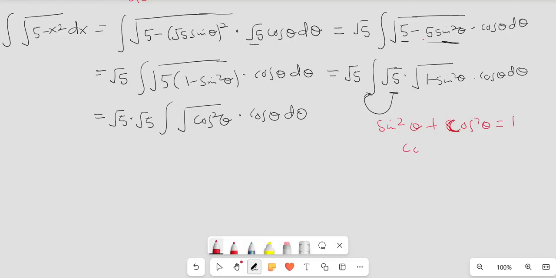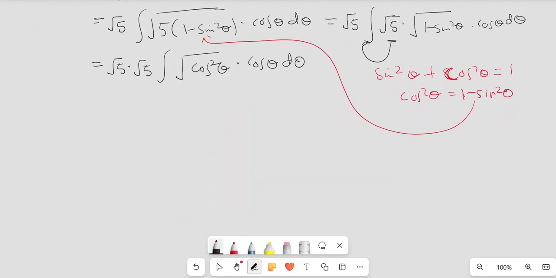So cosine squared theta is equal to 1 minus sine squared theta. It means wherever we see 1 minus sine squared theta, you can just plug in cosine squared theta. So the square root of 5 times itself is 5. The integral of the square root of cosine squared theta is just cosine theta times cosine theta d theta. This simplifies to 5 times the integral of cosine squared theta d theta.